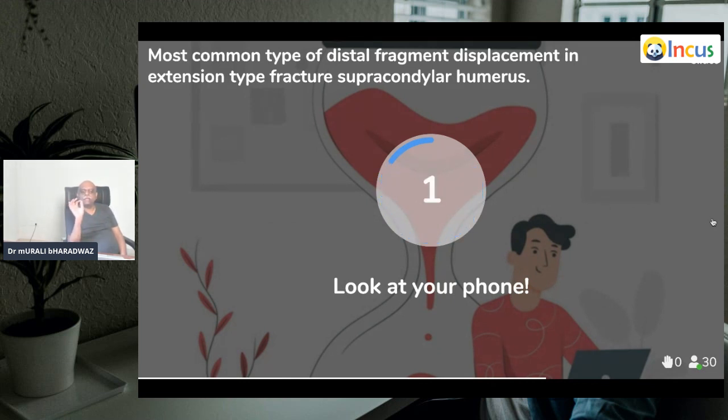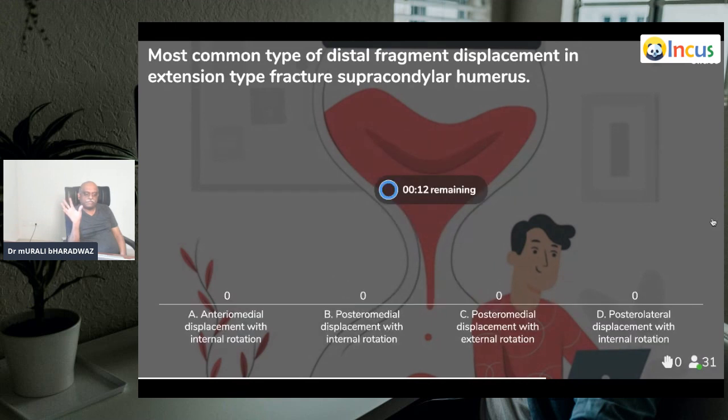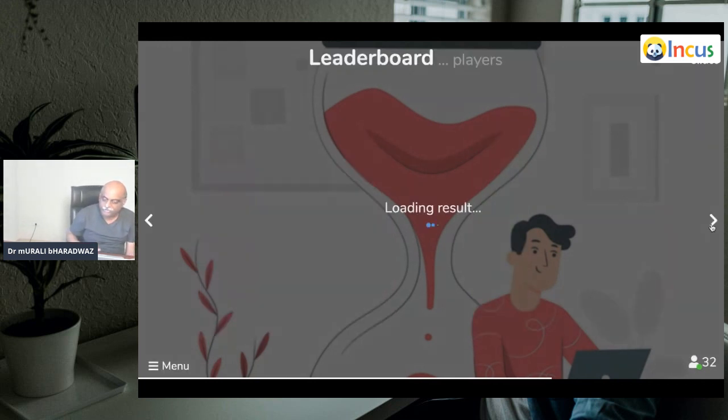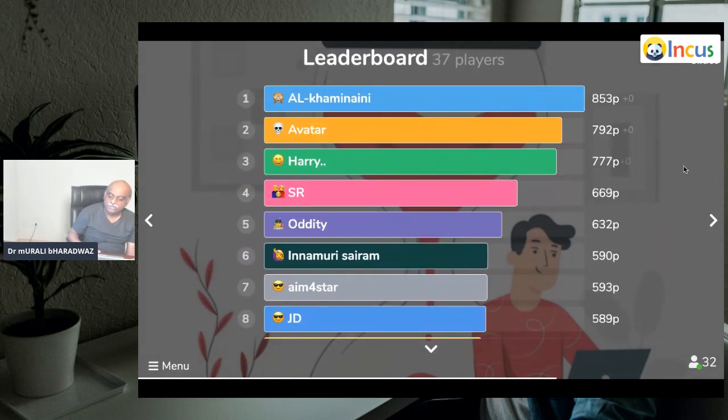The most common type of distal fragment displacement in supracondylar humerus fracture. What type of displacement do you see in the distal fragment? Another discrete question routinely asked in the NEET PG exam. Posterior-medial displacement with internal rotation. That's what you need to remember. Very good. Most of you did wrong, but Sairam has done it correctly. Excellent, Sairam.